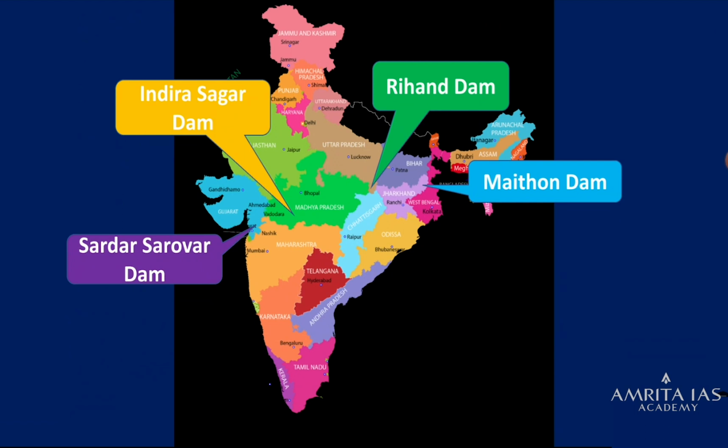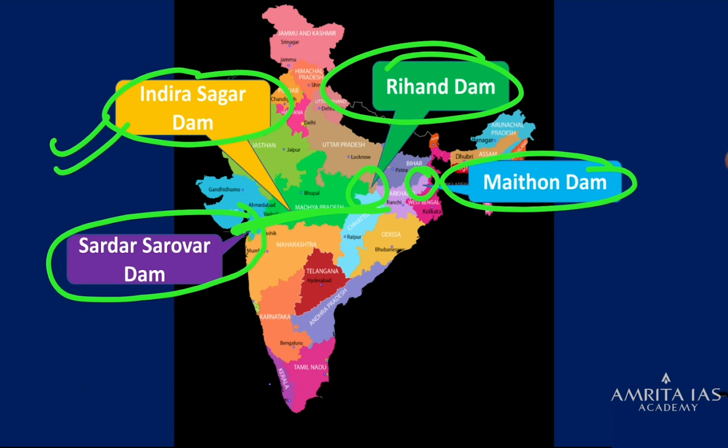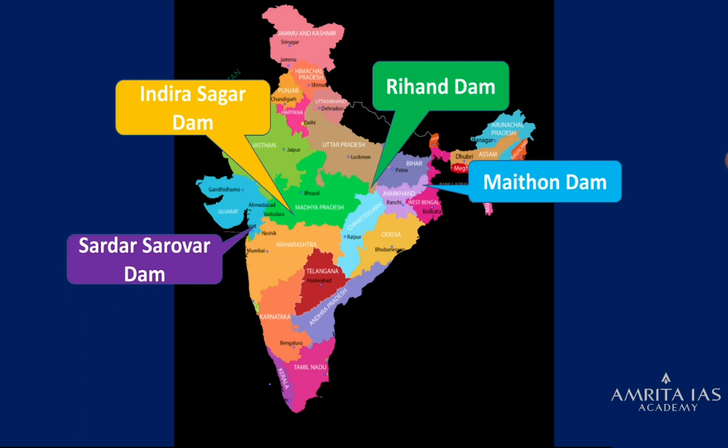So we have Sardar Sarovar Dam in Gujarat. Then the same river goes, and on the same river we have Indra Sagar Dam in MP over the Narmada. Then we have Rihand Dam in the UP, and then we have Maithan Dam here in Jharkhand.